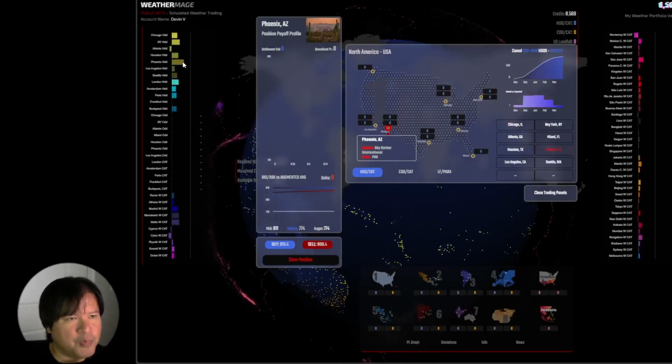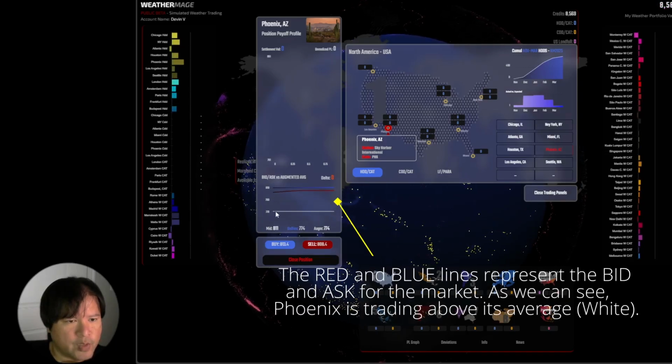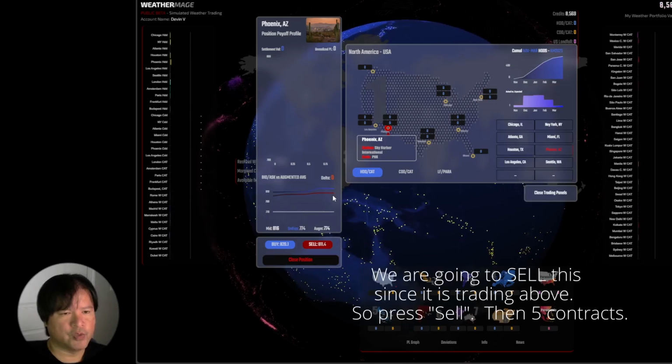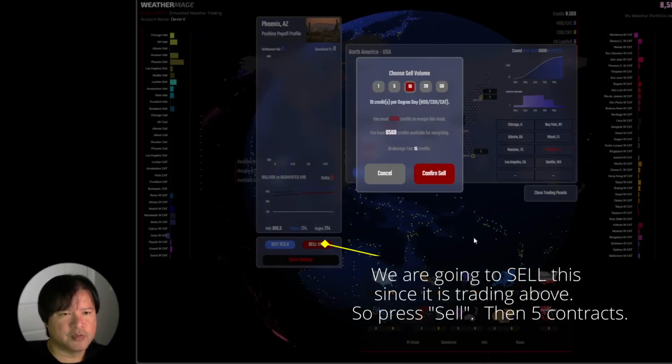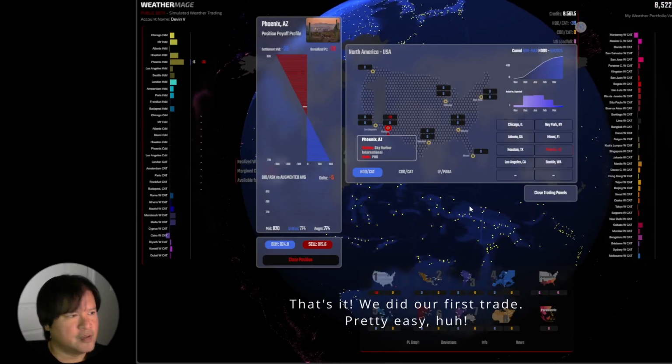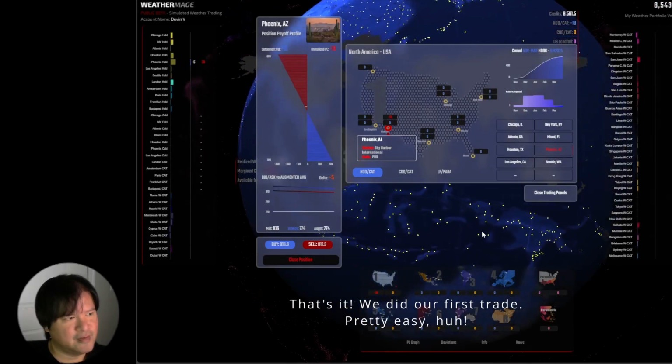But currently it's trading above. So you can see the white line is your average. Blue and the red are your bid offers. So we're gonna sell this because it's trading above. Let's press sell. Let's do 5 contracts. Confirm sell. And that's it. We've done our first trade. Pretty easy, huh?